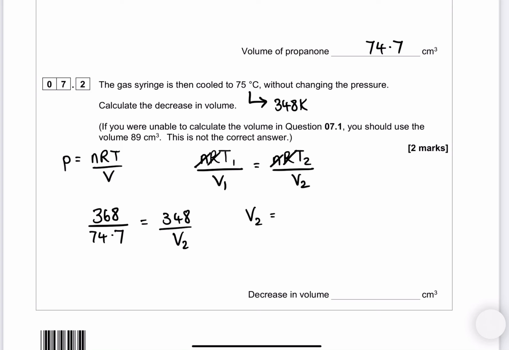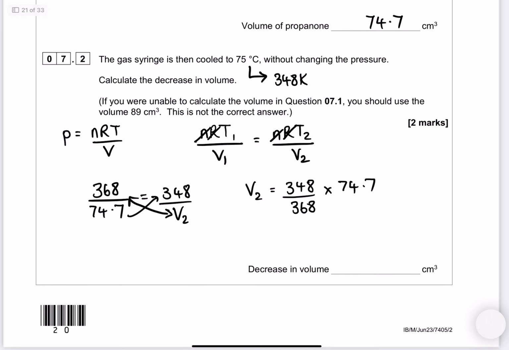So we can calculate volume 2 by doing 348 divided by 368. So I'm going to swap these two's position, and then I'm going to times by 74.7 to get 74.7 up to the other side. So 348 divided by 368 times by 74.7. That gives me a new volume of 70.6. And it says what is the decrease in volume. So we went from 74.7 to 70.6. So we went down by 4.1 centimetres cubed.